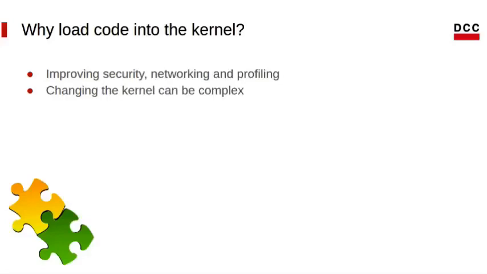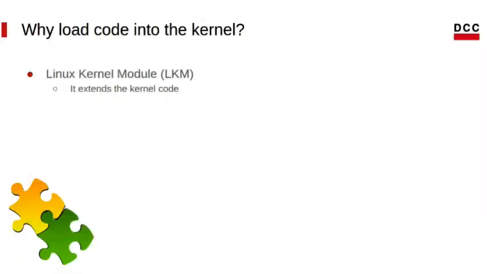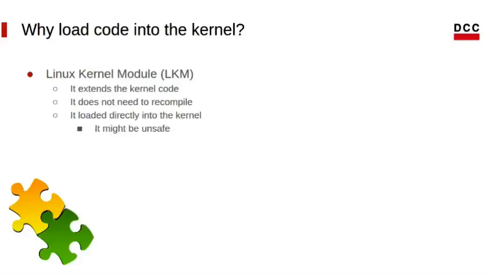Changing the kernel code can be pretty complex because we need to recompile whenever we add a new functionality, and the kernel is hard to debug, and the kernel has different layers. The Linux kernel allows the user to extend its code using a Linux kernel module, or LKM. LKM does not need to recompile the kernel code. It loads directly into the kernel. But it might be unsafe because it might crash the kernel as its code isn't checked.